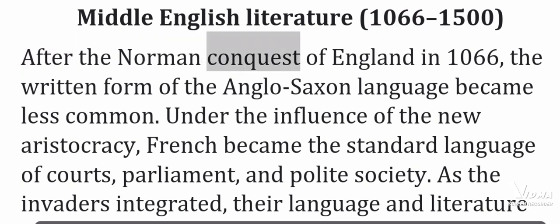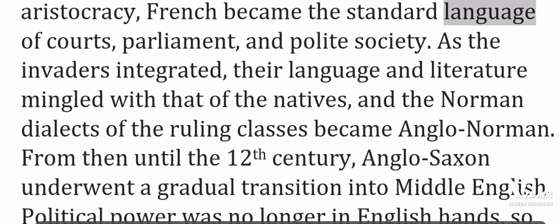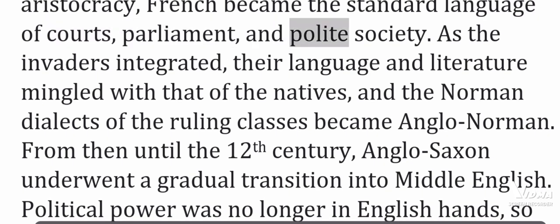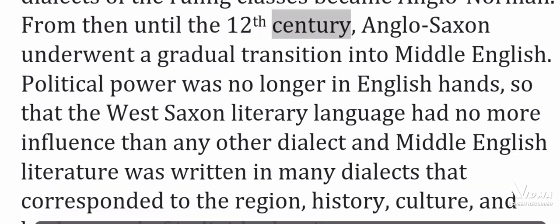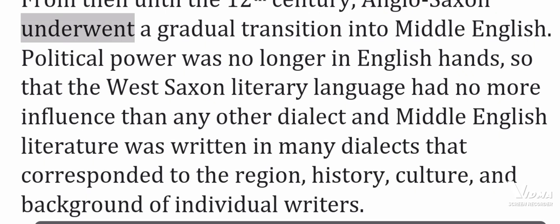After the Norman conquest of England in 1066, the written form of the Anglo-Saxon language became less common. Under the influence of the new aristocracy, French became the standard language of courts, parliament, and polite society. As the invaders integrated, their language and literature mingled with that of the natives, and the Norman dialects of the ruling classes became Anglo-Norman. From then until the 12th century, Anglo-Saxon underwent a gradual transition into Middle English.